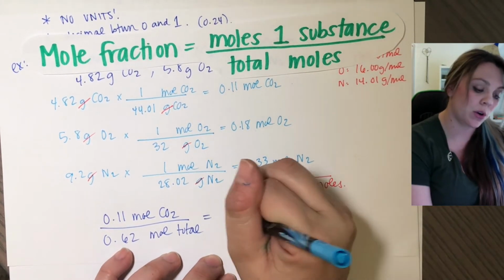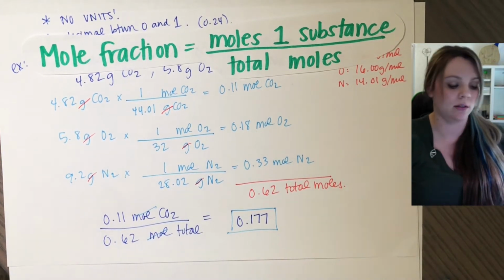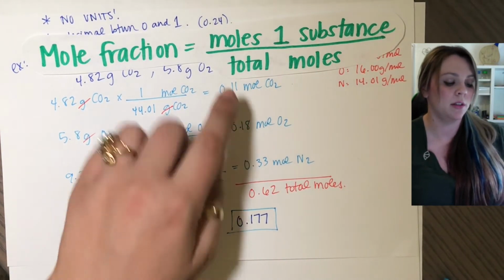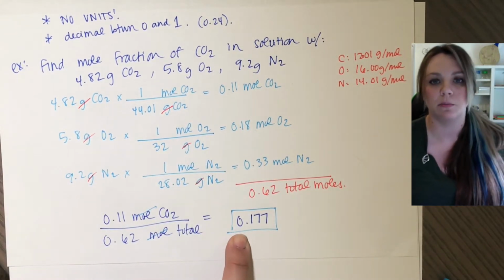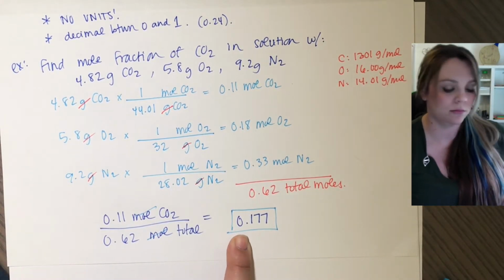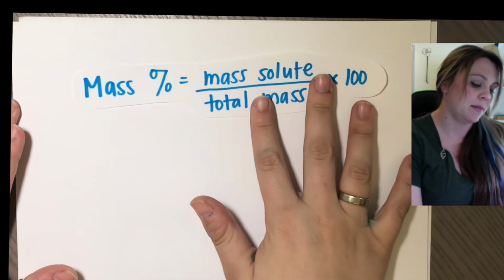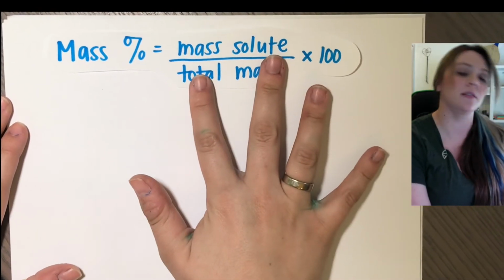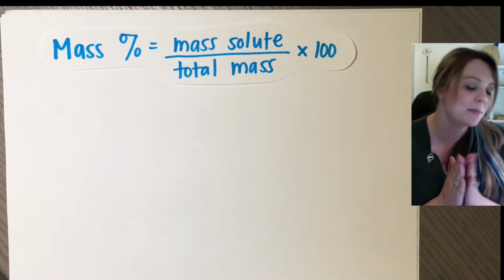And there's no unit. Mole and mole cancel, no unit. So my mole fraction of carbon dioxide for this question is 0.177, 177 thousandths. Easy. All right, next. Okay, I'm not going to spend a million years on this. All right, mass percent. Mass percent is a really easy concept.